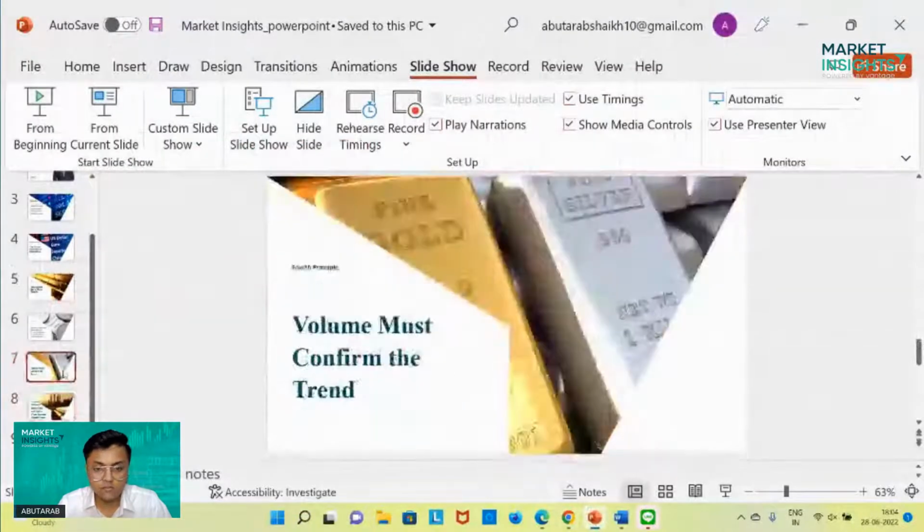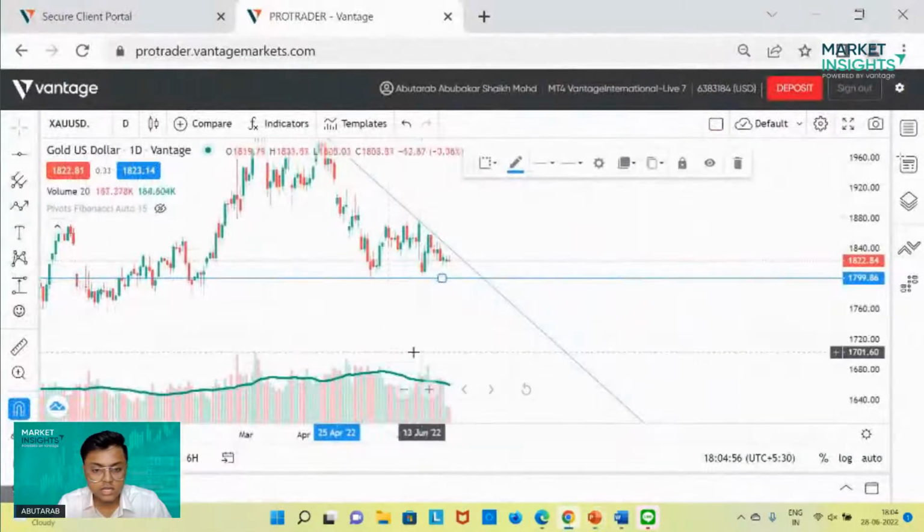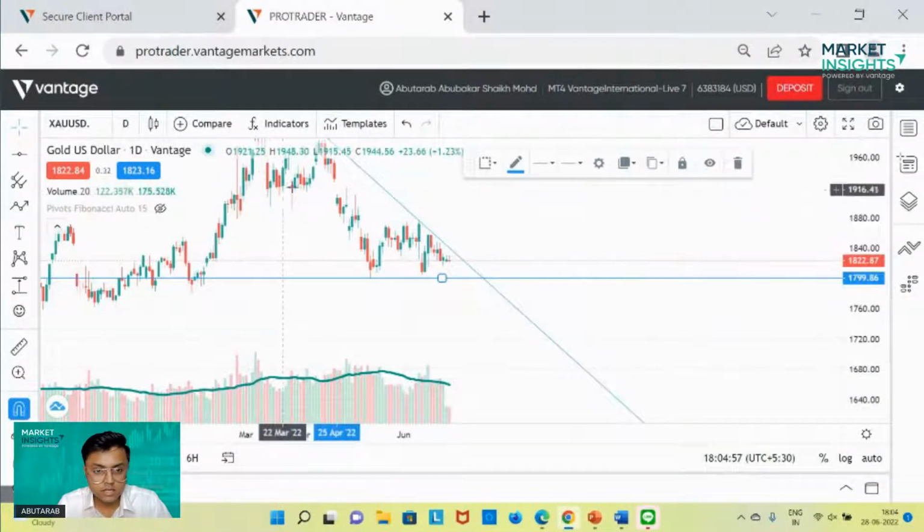So there are certain things that we need to remember in this. That volume must confirm the trend. According to the trend, the volume must also increase. It must never decrease. Even if there is a downtrend, the volume must increase. Here we can see that volume has increased. While there was a downtrend, you see that volume is very high, very good. This means that this downtrend is actual, where people are actually selling.